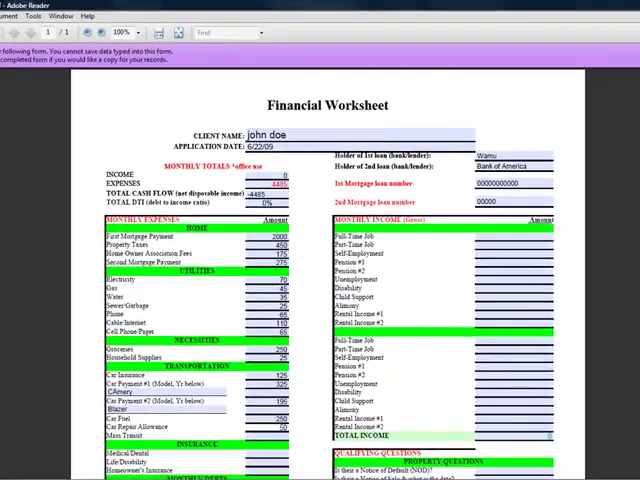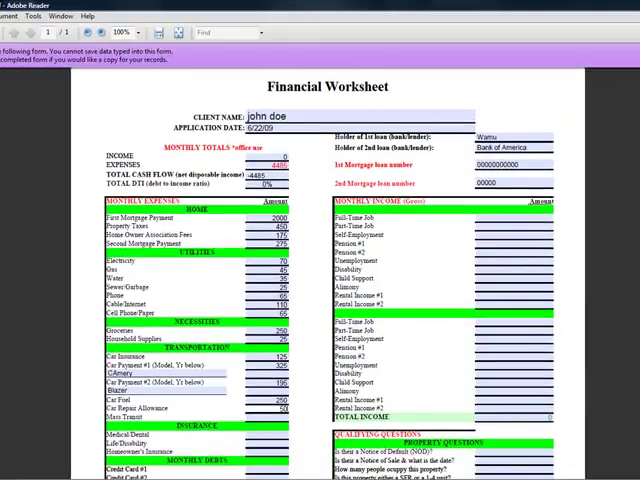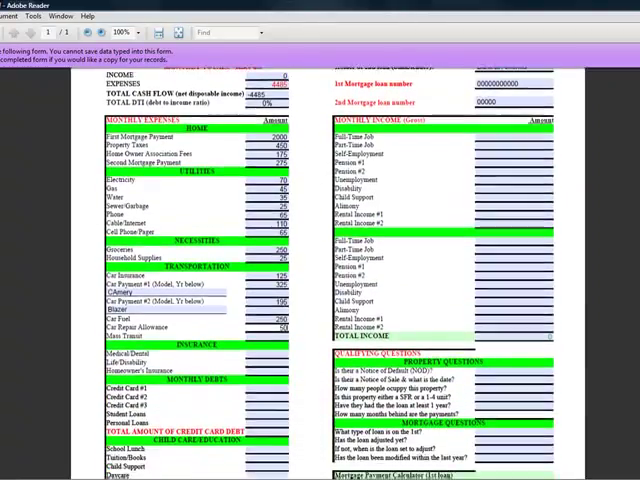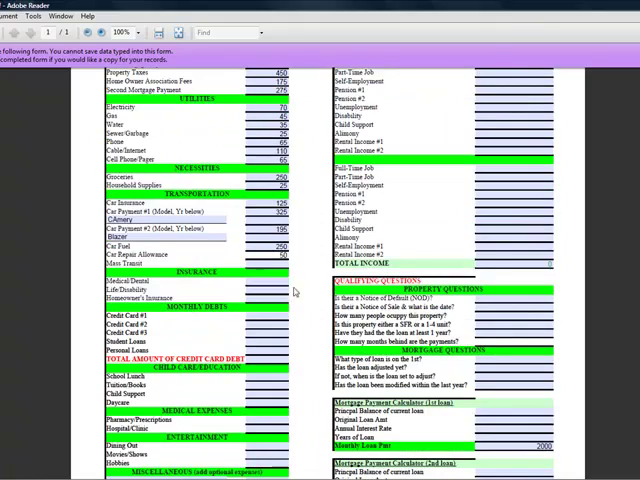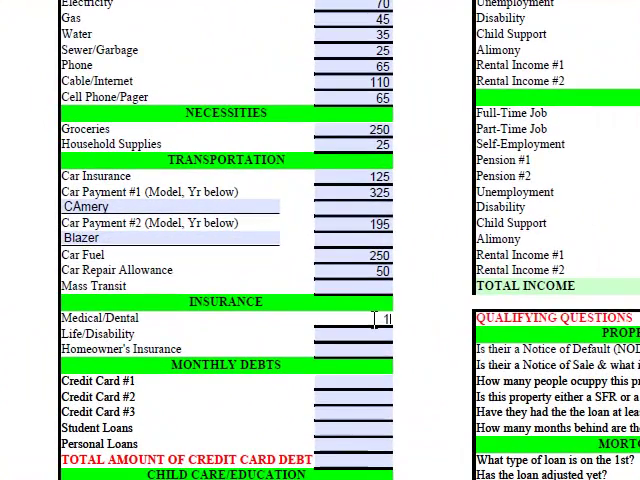Now, under both of them, you have insurance, medical, dental, life insurance. They pay $175 for their family's medical and dental insurance per month. They also pay $50 for the life disability. Their homeowner's insurance, they pay $99 per month.